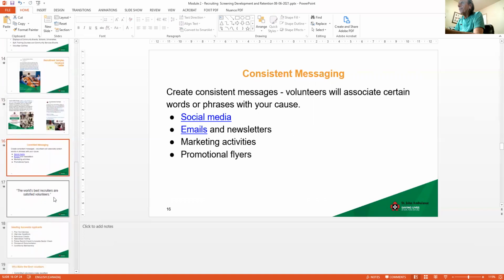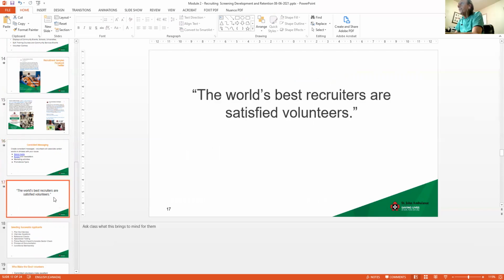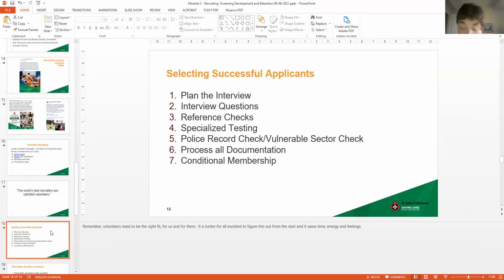The world's best recruiters are satisfied volunteers. And yeah, that's a truth. And that got me into Rotary. Because you were recruited, right?